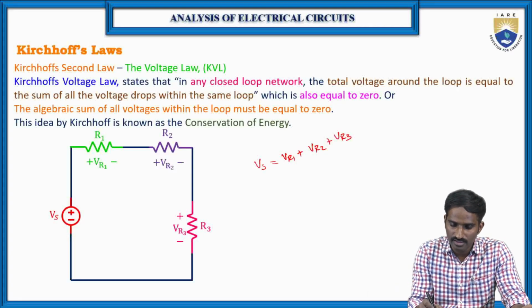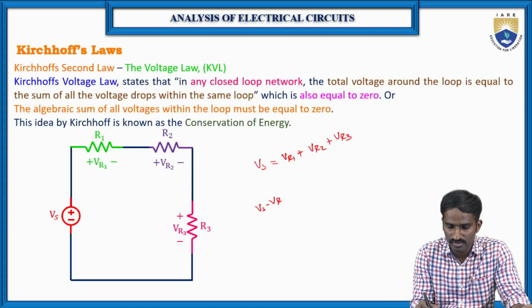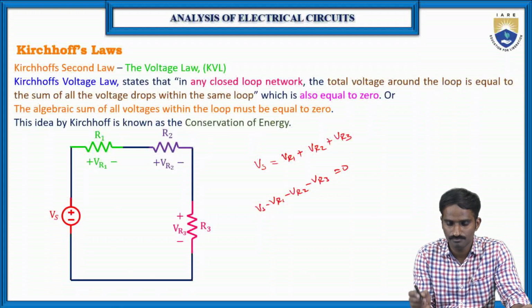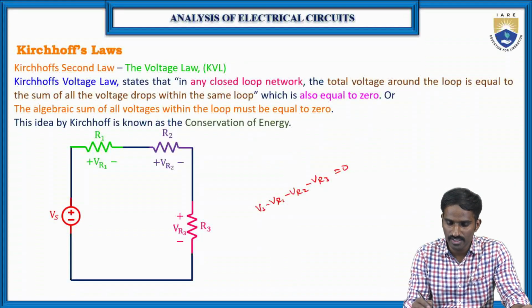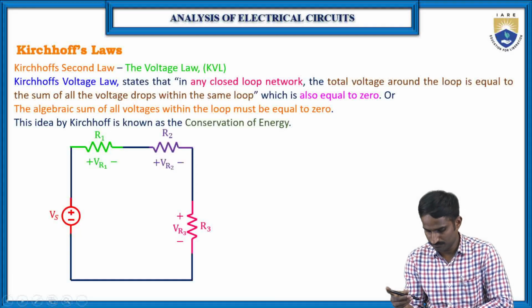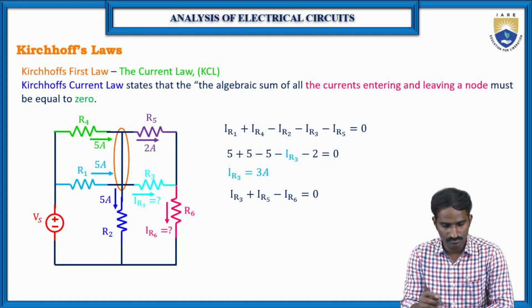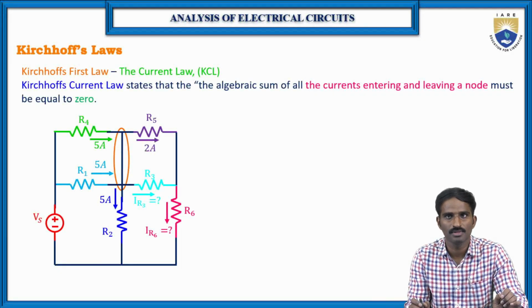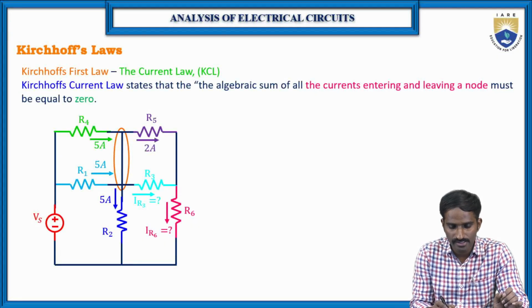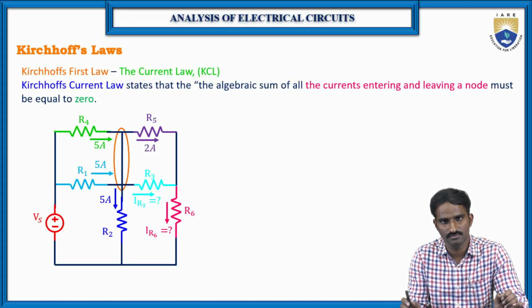Or in other words, Vs minus VR1 minus VR2 minus VR3 equals 0. So this is how we can apply Kirchhoff's voltage law. Now, by using Kirchhoff's current law, find the current flowing through the resistor R6.